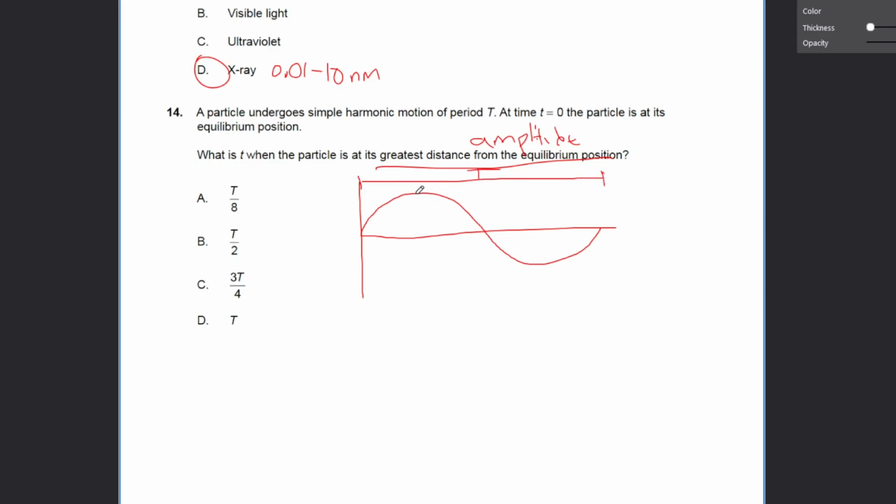Now, amplitude here is just 1/4 of t, and amplitude here is 3t over 4. Because this is half, so this is 2t over 4. And then lastly, we have 4t over 4, or just t. All right, and it's asking for the amplitude. So my answer would be 1/4 t, but it doesn't have that. So I moved to 3t over 4. So yes, my answer is C.